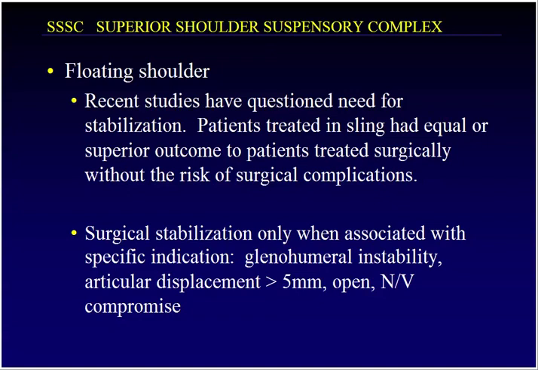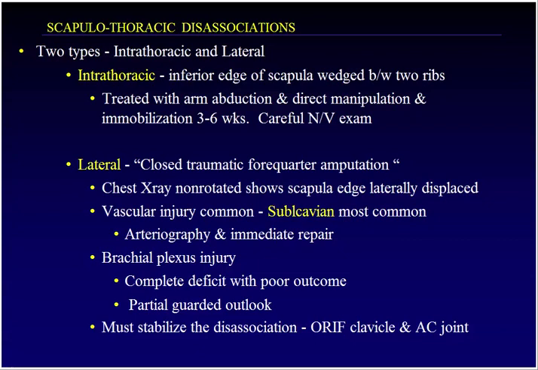Non-operative treatment would be preferable. Surgical stabilization should be considered only when there's a very specific indication that we've already mentioned, such as instability of the glenohumeral joint, where you have medial subluxation, for example, significant articular displacement greater than 5 millimeters, where you have an open injury, such as an open clavicle fracture that you're going to be in there anyway, and you should plate that, or patients with neurovascular compromise. That's a very important point.